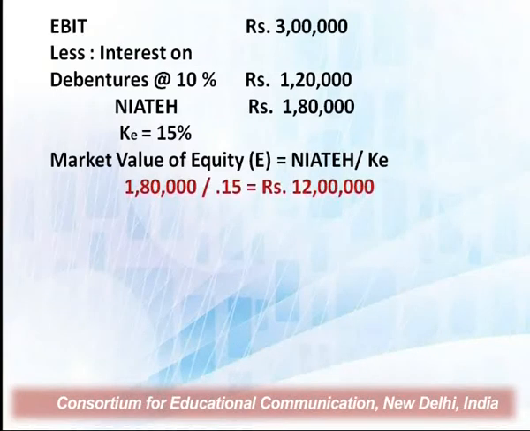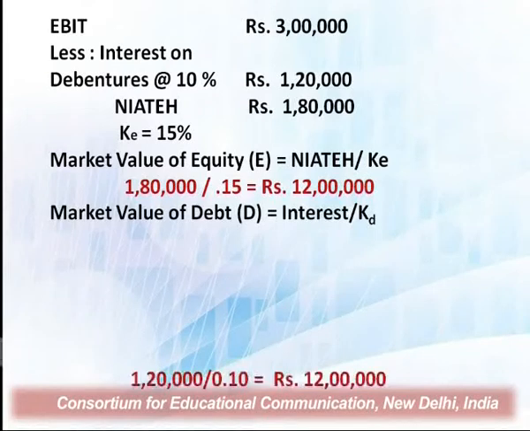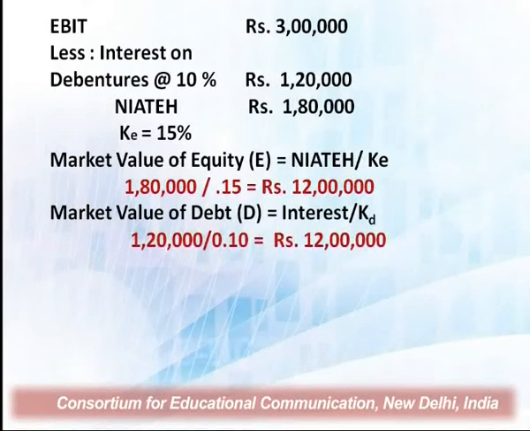Net income available to equity holders here is 1,80,000. Cost of equity is 15%. When we solve it, the value of equity comes to be rupees 12 lakh. Now further we can calculate the market value of debt by this formula, interest upon KD. Even if we don't calculate, the value remains the same, that is 12 lakh rupees, but we can calculate here with the help of this formula.